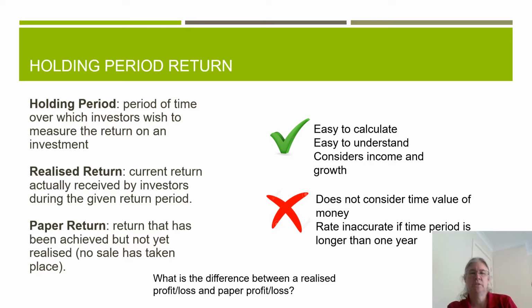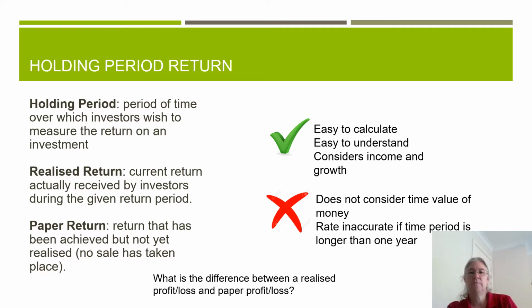A paper return means that you haven't actually sold the investment. You can see if you've made a capital gain or a loss, but you don't actually have it. It's just written on paper whether or not you've made that loss or that return. So if it's realised, you've actually made that loss or profit.